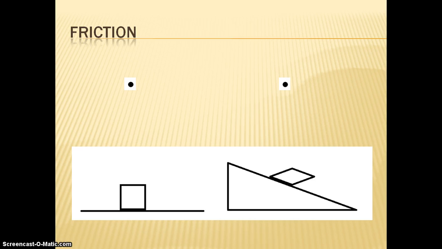So let's say we have our 2 blocks again like we did in the last screen. This block here at the bottom is being pulled to the right. Therefore, friction is going to oppose it, and friction will be to the left. If we look at the next one, this box is sliding down the ramp due to gravity. That means friction opposing this is going to be directed up the ramp.